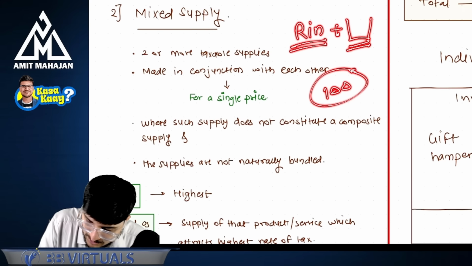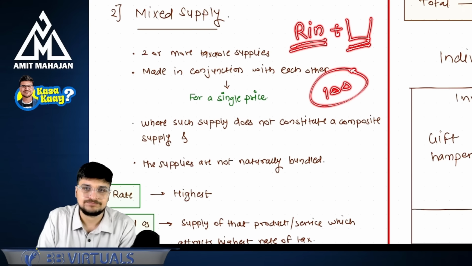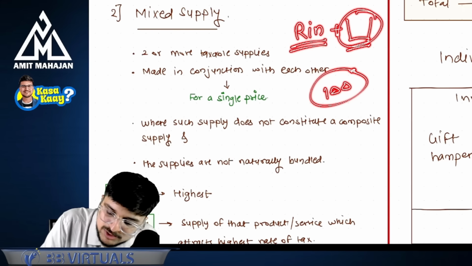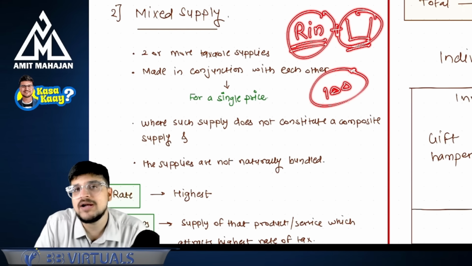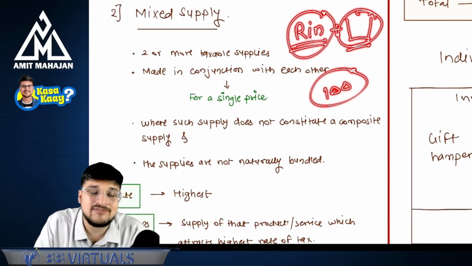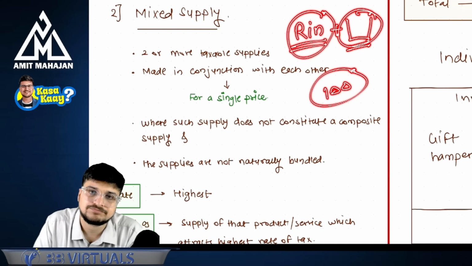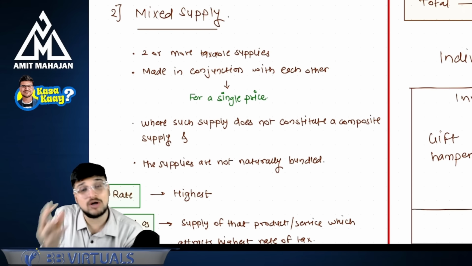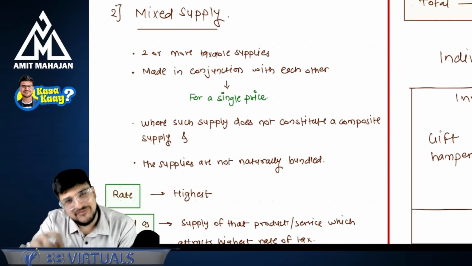The question is, is this a composite supply? No, because the bucket can be sold independently and the rin can be sold independently. It is not like I can't buy a bucket if I don't buy rin. It is not like that. That's why I can say these are not naturally bundled, but artificially bundled.